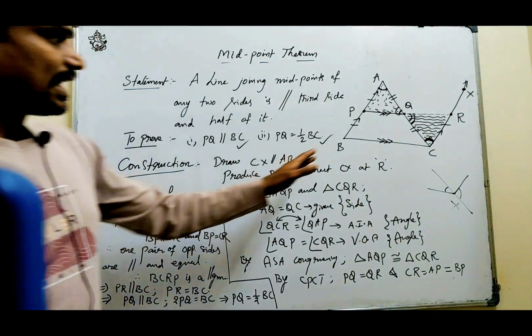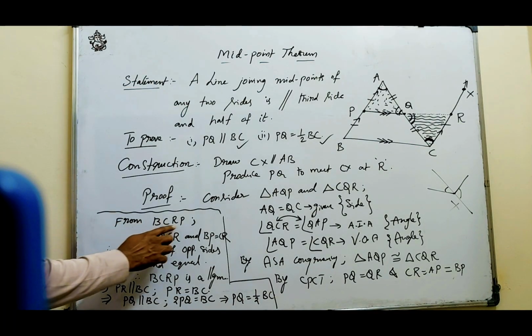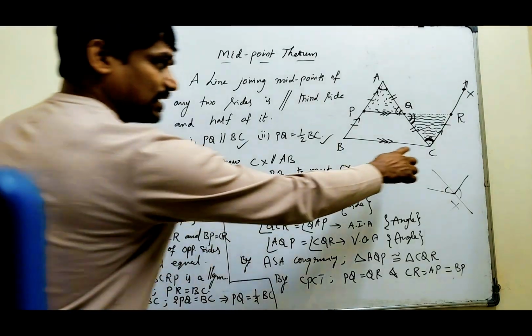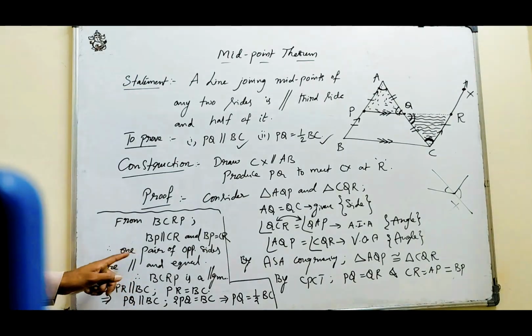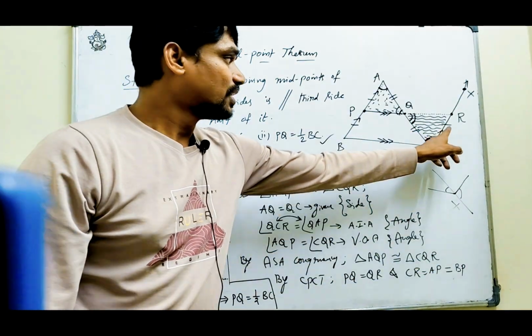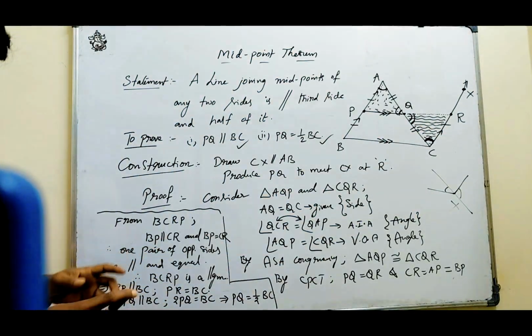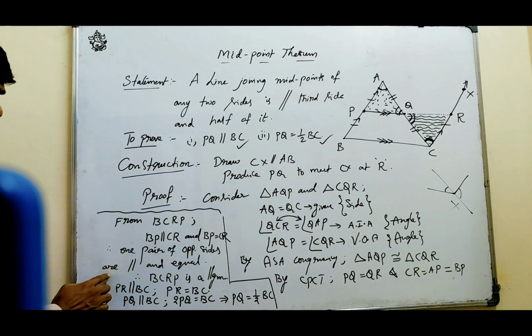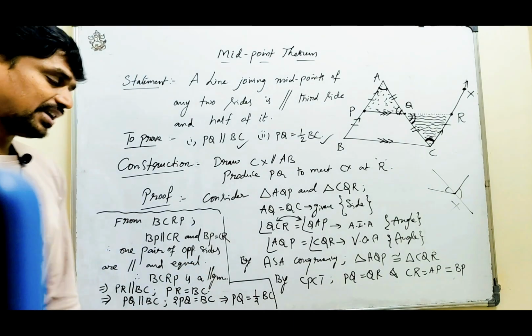Just observe quadrilateral BCRP. In quadrilateral BCRP, BP is parallel to CR by construction, and BP is equal to CR by congruency and midpoint. So we know that if one pair of opposite sides is parallel and equal, then the quadrilateral is called a parallelogram. So BCRP now acts as a parallelogram here.